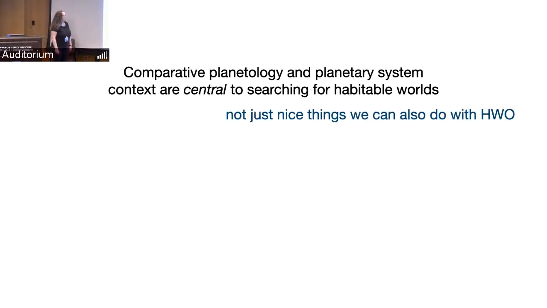Okay. So what can we do about this? Well, we can have a bigger telescope and have a lot more spectra. I'm not opposed, right? But we can also really try to take advantage of all the information that we have at hand, and I think that we really should be doing that. So the upshot of that is that comparative planetology and planetary system context are going to be central to our search for habitable worlds. They're not just nice extra physics that we can do with the observatory.